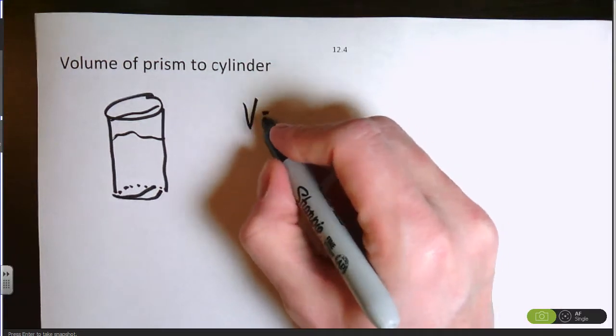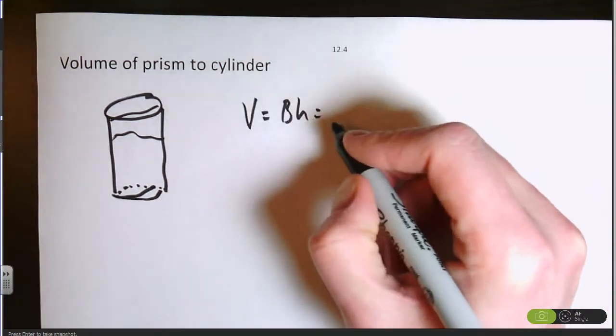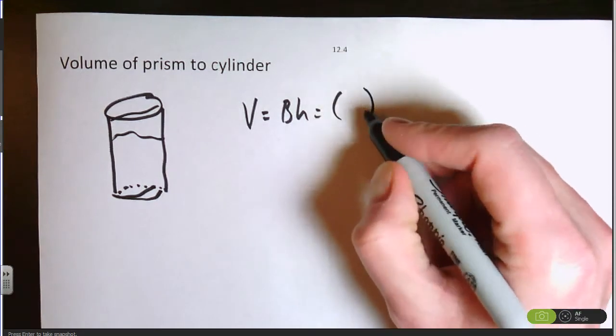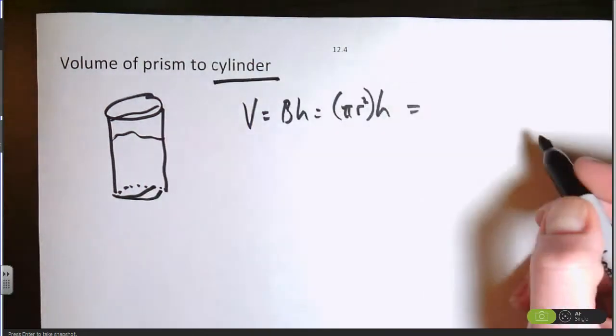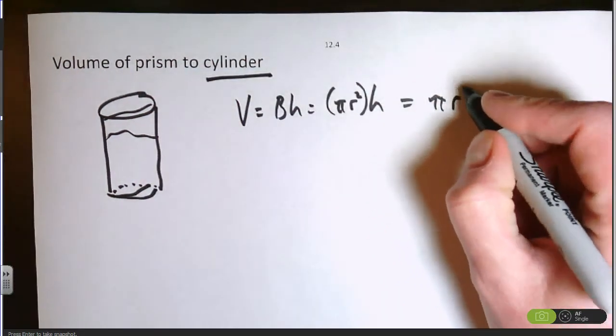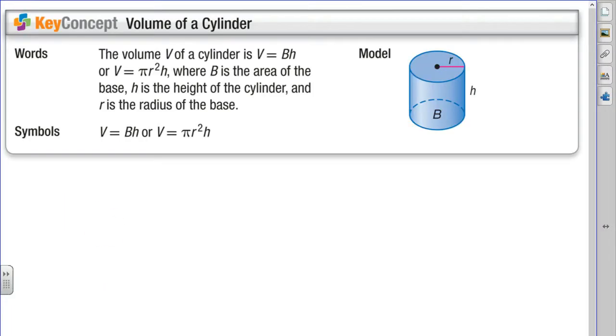So volume of a prism is area of the base times the height. Well, the shape of the base for a cylinder is a circle. So the area of a circle is pi r squared, times h. So this formula specific to a cylinder is pi r squared h. So volume of a cylinder, the volume is area of the base times the height, but really the base is the shape of a circle, so pi r squared h.